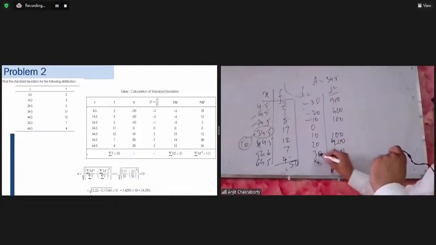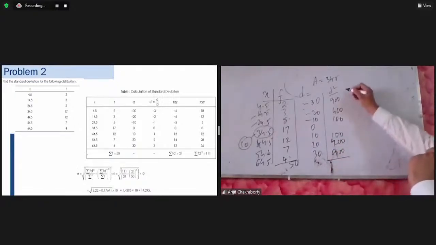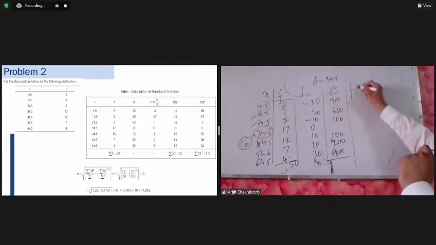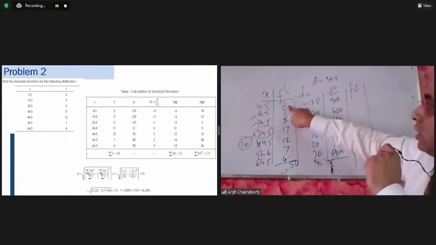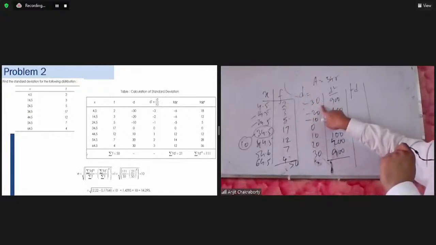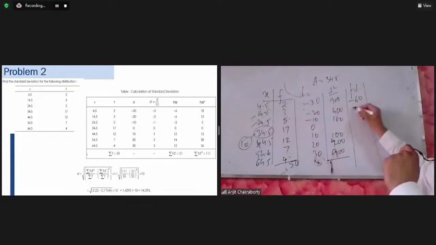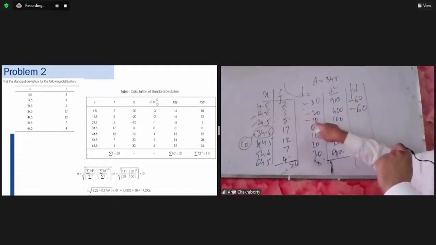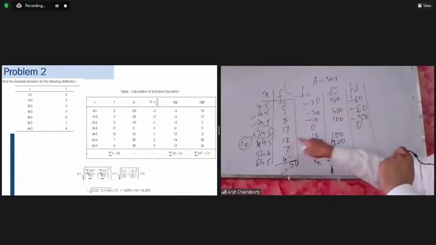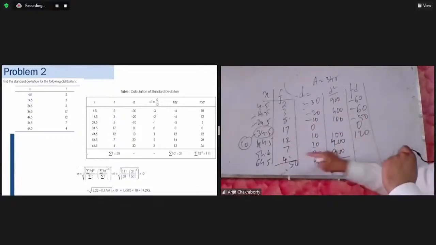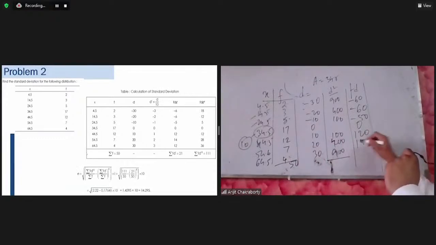20 becomes 400, 30 becomes 900. D dash becomes quite big. FD, let us try FD. 2 into minus 60, 2 into minus 30, 3 into minus 20, again minus 60, 5 into minus 10, minus 50. 17 into 0 is 0. 12 into 10 is 120. 7 into 20 is 140. 4 into 30 is 120.